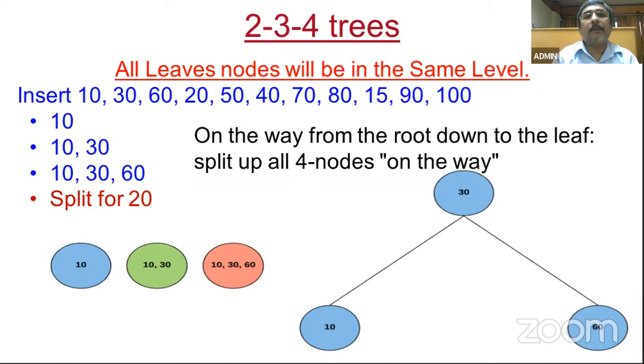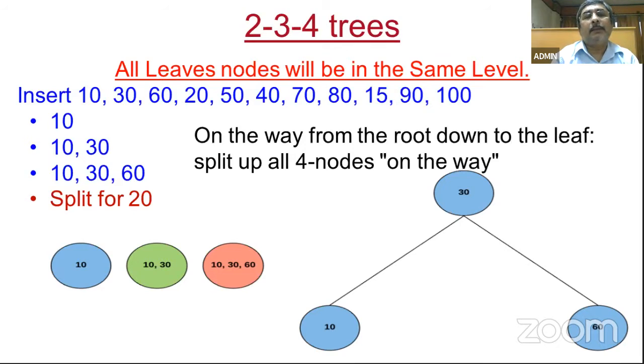If you insert these numbers like 10, 30, 60, 20, 50, 40, 70, whatever this sequence of numbers, in a normal binary search tree, you may find out that the tree gets skewed. If you really do that, you'll find out that the tree will get skewed. But the property of the 2, 3, 4 tree combined with the insertion and deletion algorithms will never allow you to make a skewed tree. And therefore, there are certain properties which can be proved.